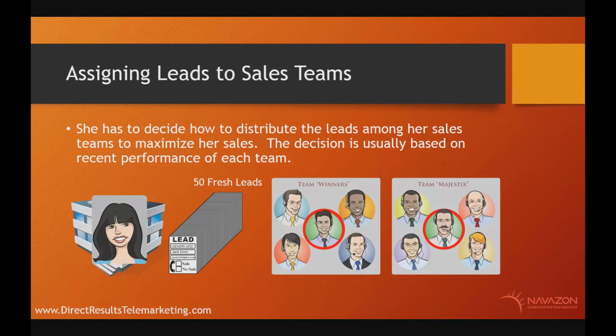So she's distributing it evenly because of prior week's performance. The two teams performed equally well. However, a week before that, she did not distribute the leads evenly. That week, she gave 30 leads to Winners and 20 leads to Majestics. So she has the ability to decide what will work best for her call center and assign leads accordingly.